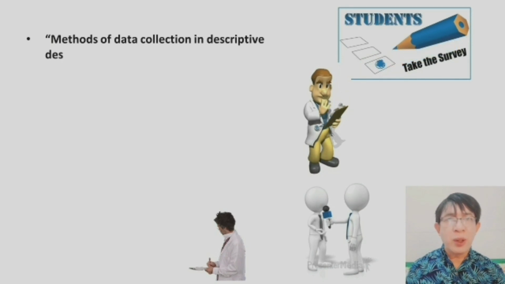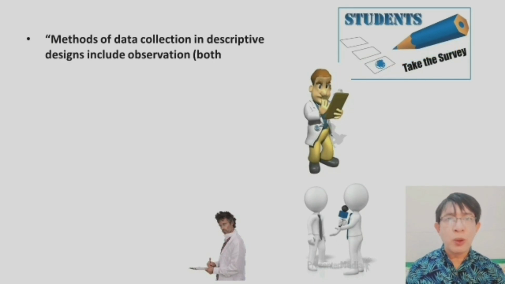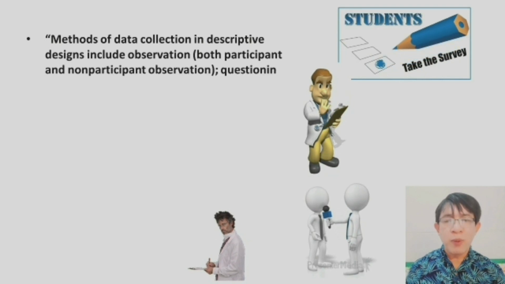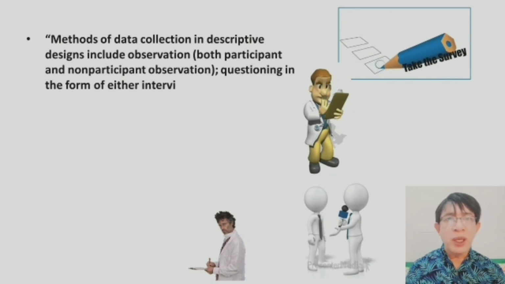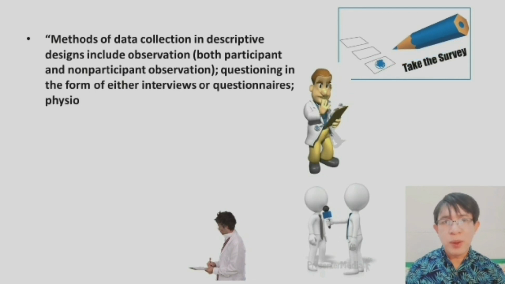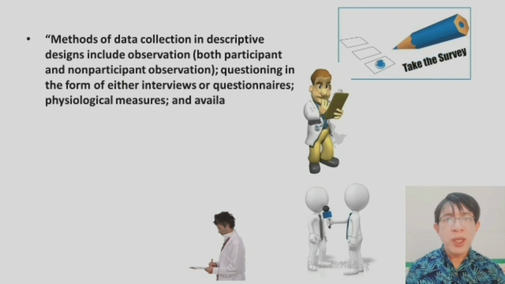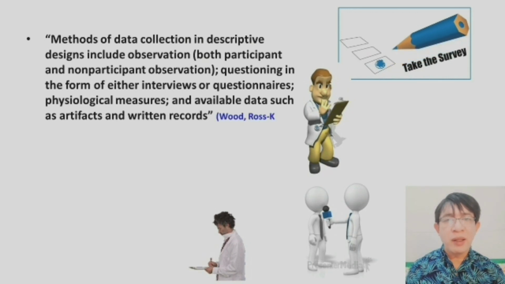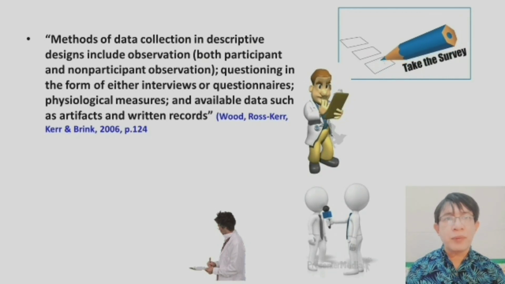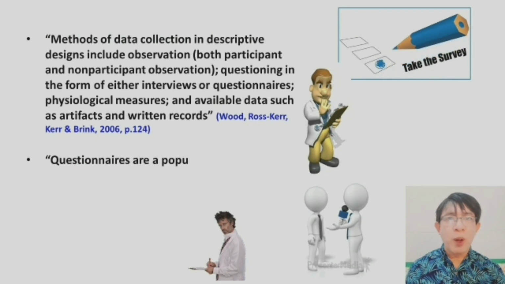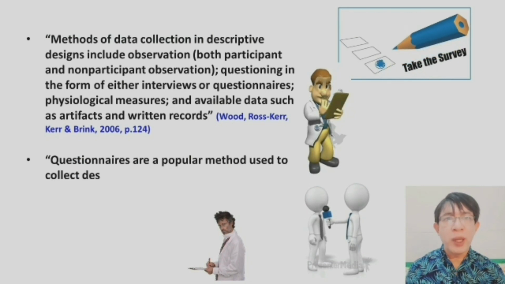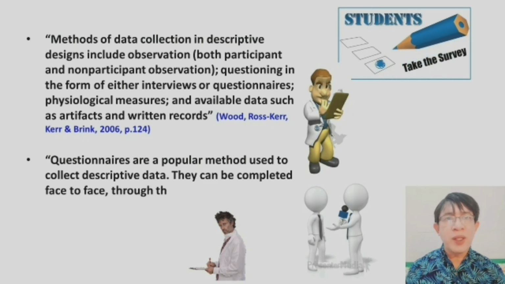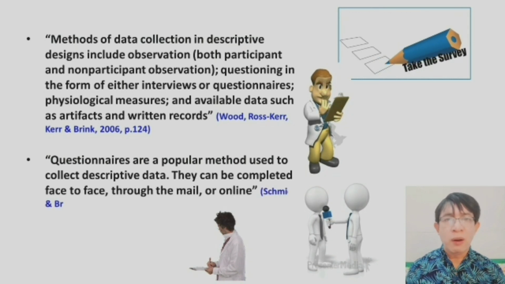Methods of data collection in descriptive designs include observations, both participant and non-participant observation, questioning in the form of either interviews or questionnaires, physiological measures, and available data such as artifacts and written records. Questionnaires are a popular method used to collect descriptive data. They can be completed face-to-face, through the mail, or online.